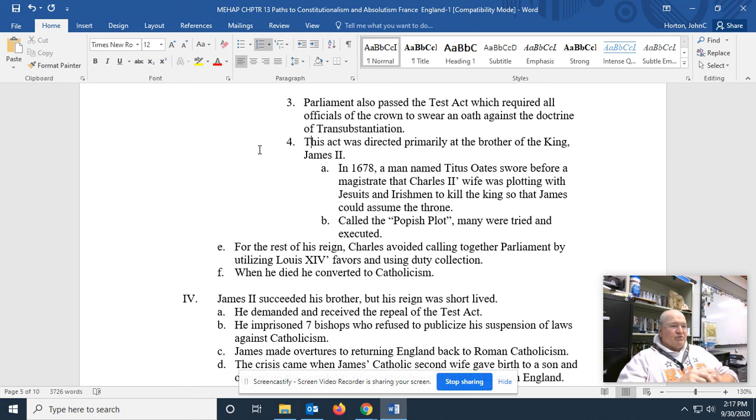Now, for the rest of his reign, Charles II, because the noose had come too close to his neck, wasn't going to make any more trouble. He simply avoided calling together Parliament by basically borrowing money from Louis XIV and using duty collection. You say, what is duty collection?